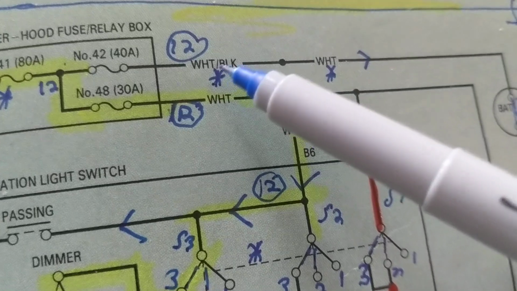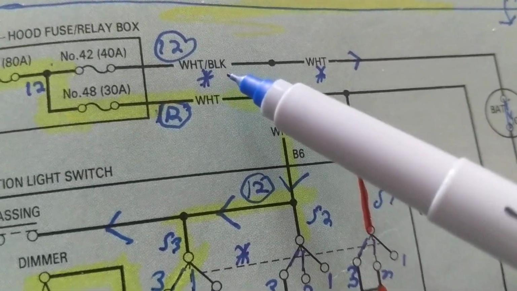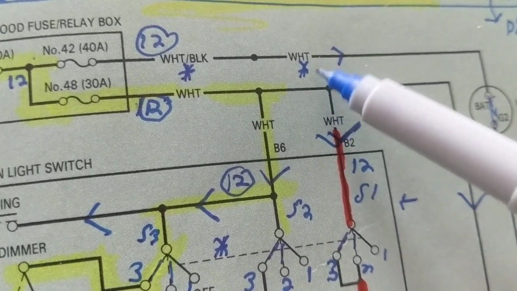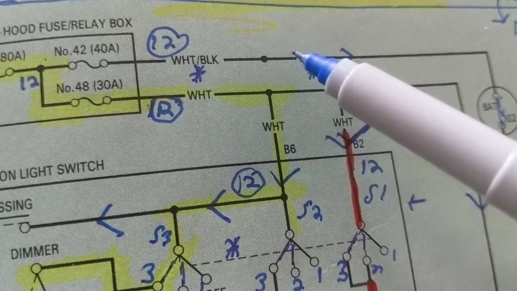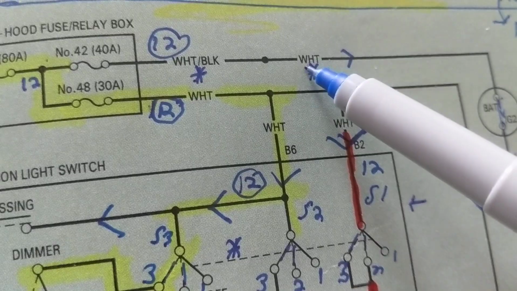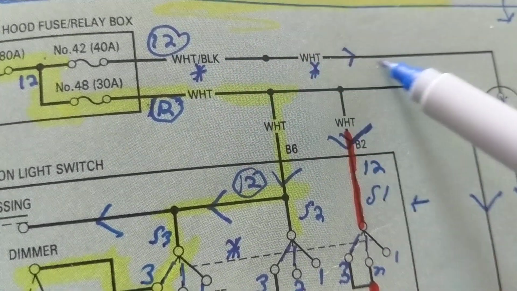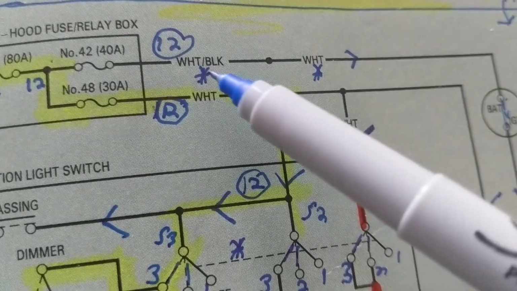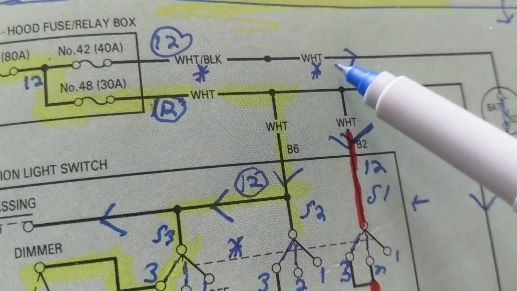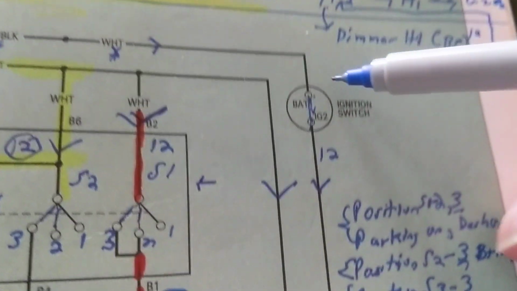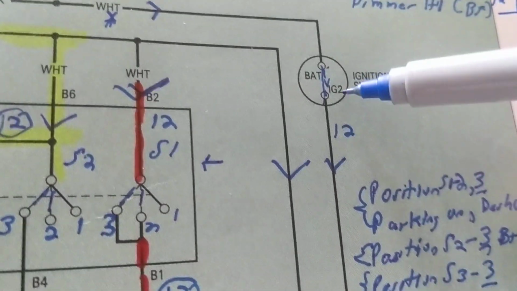I put a star here. This is very important. Why? Because this white and black goes to a splice, and then now it becomes only a white. So you have to pay attention to these things. Sometimes they change the color on you. You might still be looking for white and black, and you'll say, where's white and black? No, it changed. It went from white and black to white after the splice. Fine. Then it goes to an ignition switch.